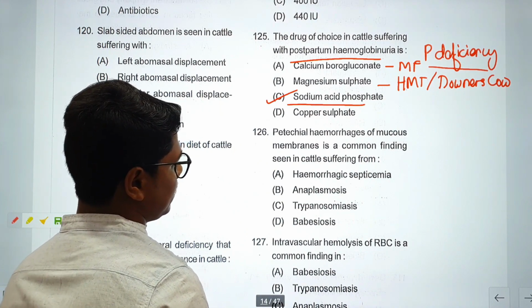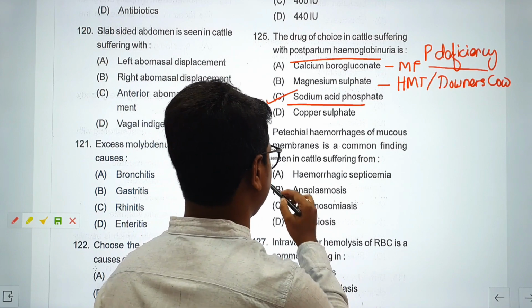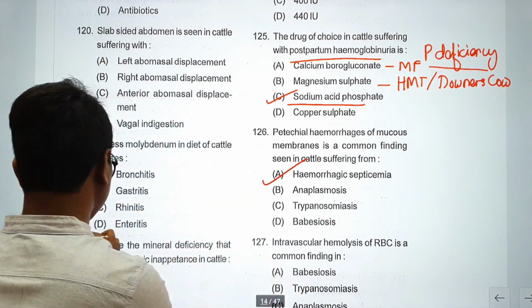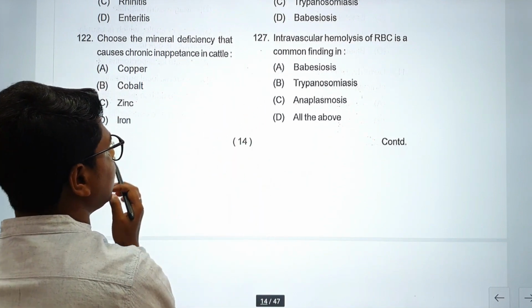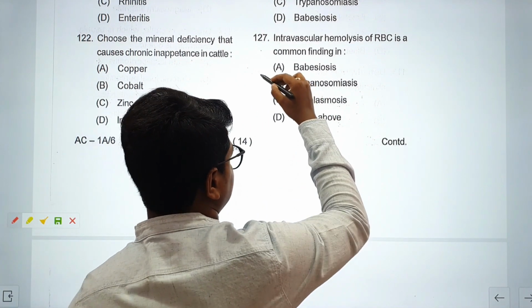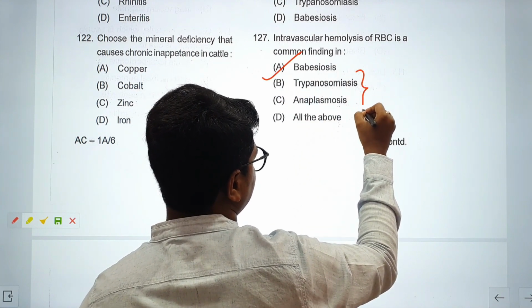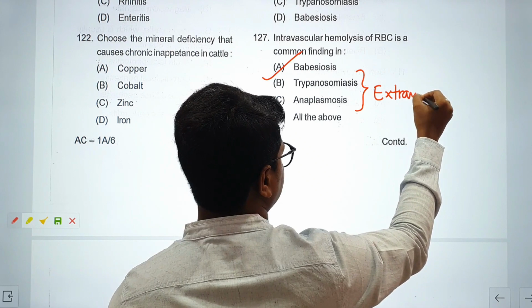Petechial hemorrhage of mucous membrane is a common finding seen in cattle suffering from hemorrhagic septicemia. It is a characteristic lesion. Next question. 127. Intravascular hemolysis of RBC is a common finding in piroplasmosis, which is babesiosis. Okay, in trypanosomiasis and anaplasmosis, you will find extravascular hemolysis. Extravascular.